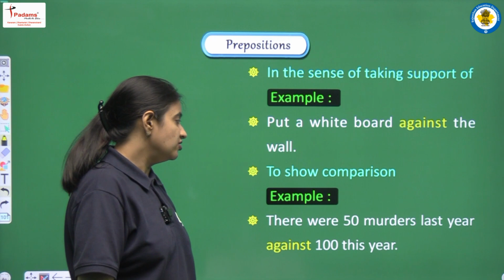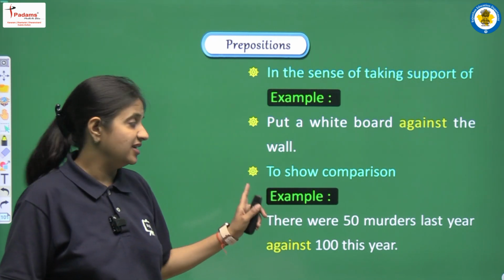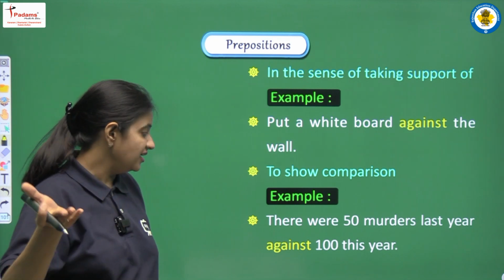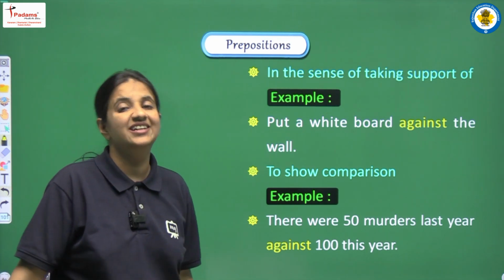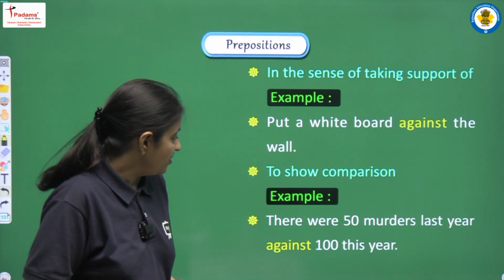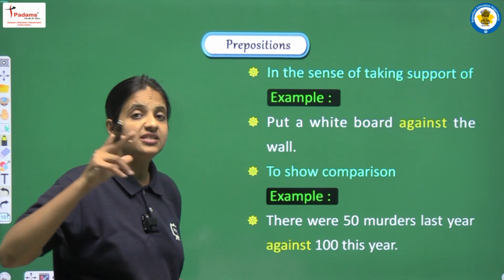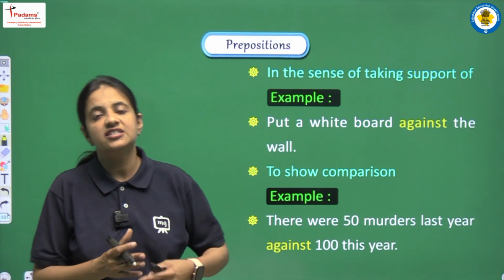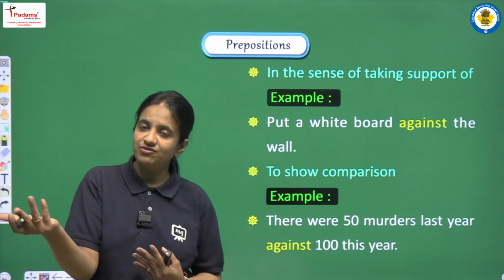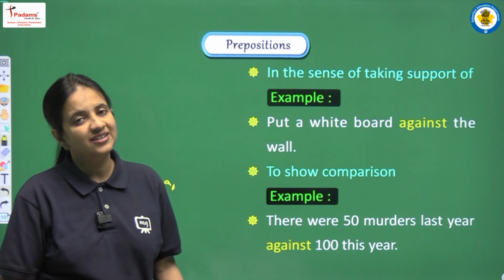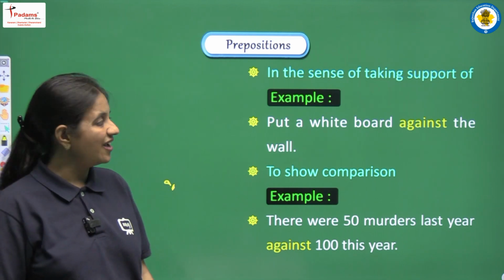Okay. It is also used to show comparison. Let's see the example. There were 50 murders last year against 100 this year. So we are trying to show the comparison of this thing, and we are saying that there were 50 murders last year, right, and against 100 this year. It means this is the comparison, that last year there were 50 murders and this year there are 100 murders. So this is another use of against that we are having.